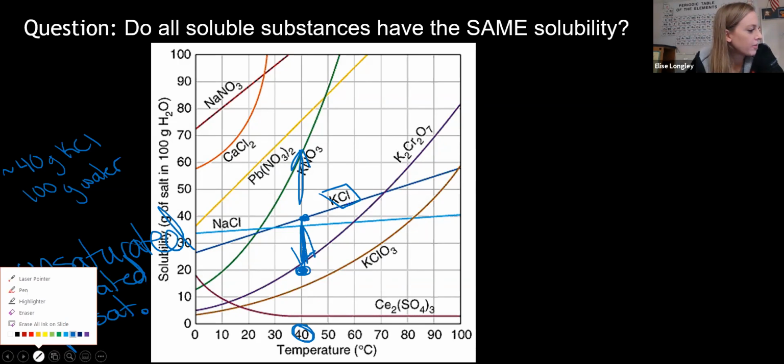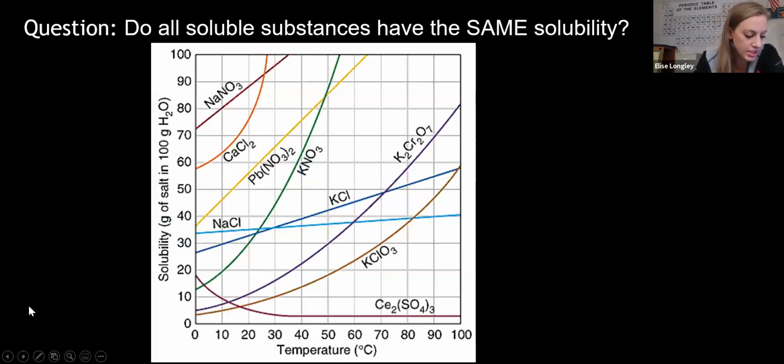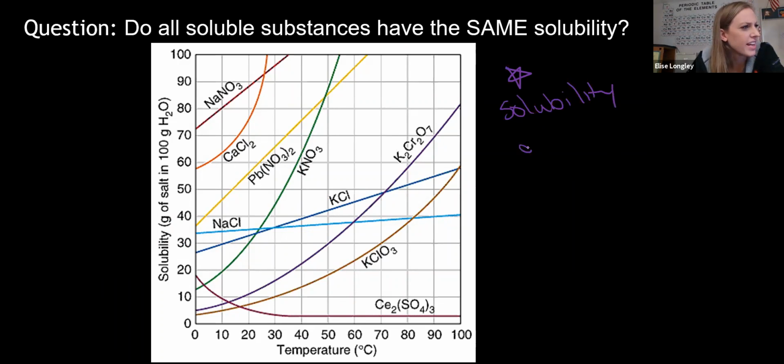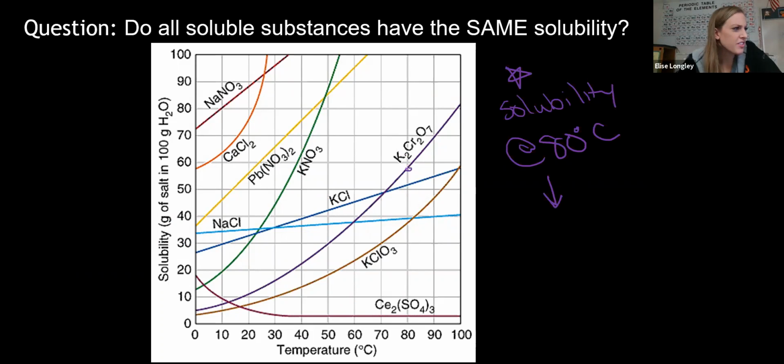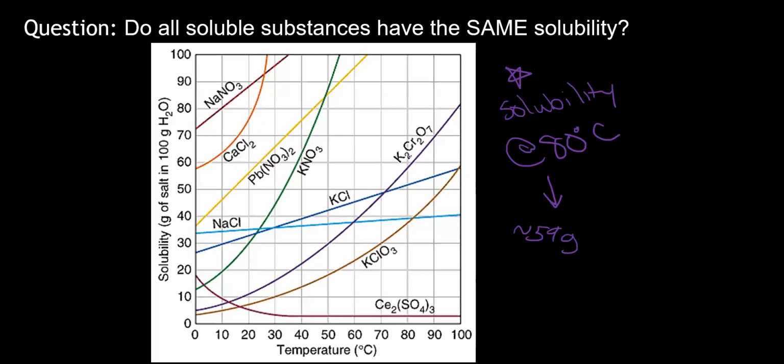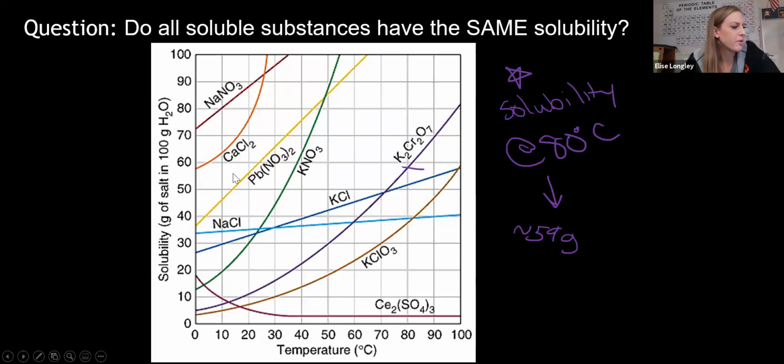So I'm going to ask a couple more just to see how you guys are tracking with it. So Akshar, back to you. Potassium chromate, that's the purple line. Okay. What would be the solubility at 80 degrees Celsius for the water? How many grams could dissolve? About 60. Yeah, so we'd have just under 60. So about 59 grams would dissolve because it's just under that 60 mark.